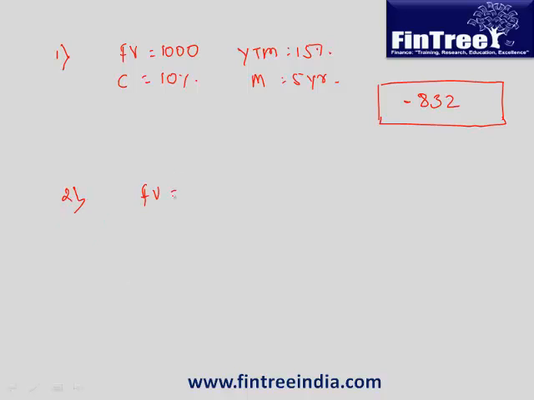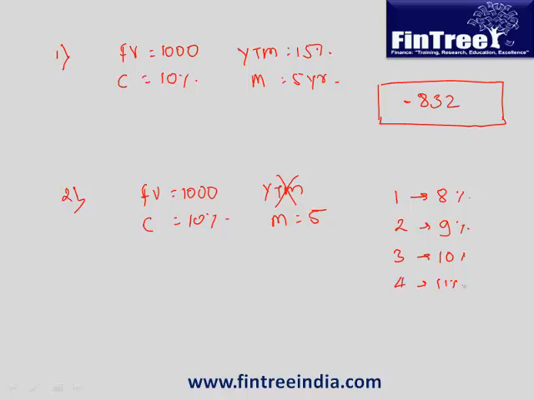Second example now. Let us say future value is 1000, YTM is not known to us, coupon is 10%, maturity is 5 years, but what we know is a series of spot rates. Year 1 spot rate 8%, year 2 spot rate 9%, year 3 10%, year 4 11% and year 5 12%. Find out the value of the bond.